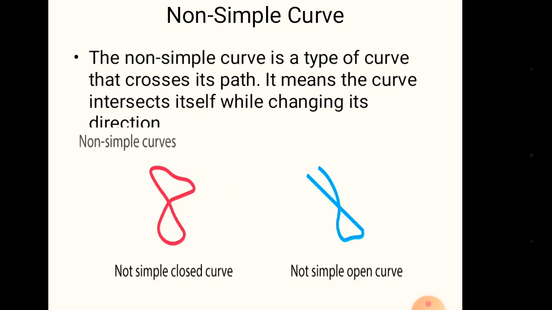Also in the second figure, it is an open curve and it intersects at this point. So it overlaps, it intersects, so such curves are non-simple. So these are examples of non-simple curves.